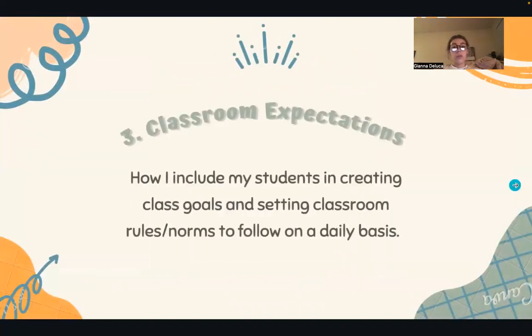So now we're going to move on to classroom expectations. This is how I include my students in creating classroom goals and setting classroom rules and norms to follow on a daily basis.